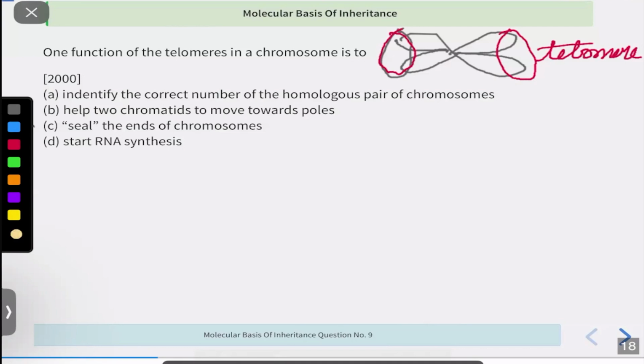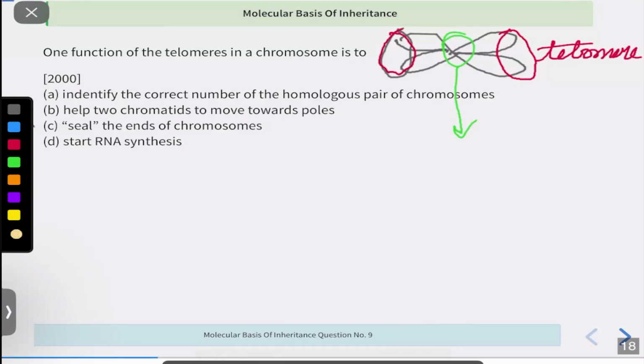Where do you think the spindle fibers attach with the chromosomes? Yes, the spindle fibers attach at the centromere. This is where spindle fibers are attaching. So telomere have actually no role in that. So option number D is also incorrect. Looking at option number C, seal the ends of chromosome. This could be a valid argument. Option number D, start the RNA synthesis.